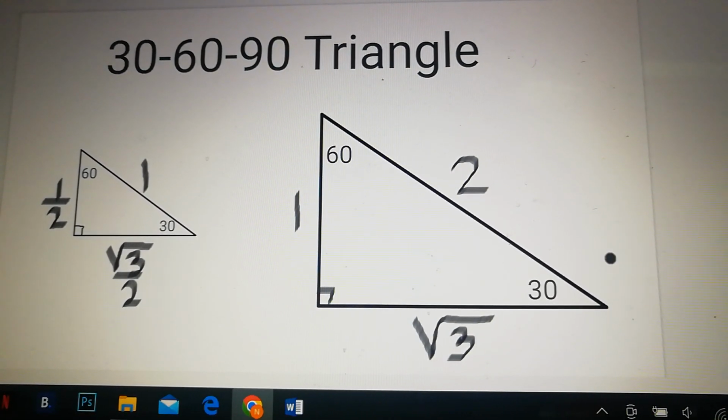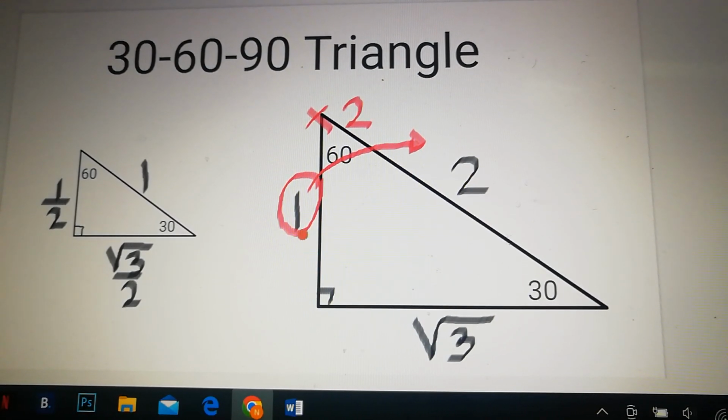Now, the relation is that when you get the hypotenuse, given, let's say, this one, I will encircle the given. Let's see if this is equal to 1. To find the hypotenuse, you just simply multiply by 2. And if you want to find the longer leg, only multiply by square root of 3.